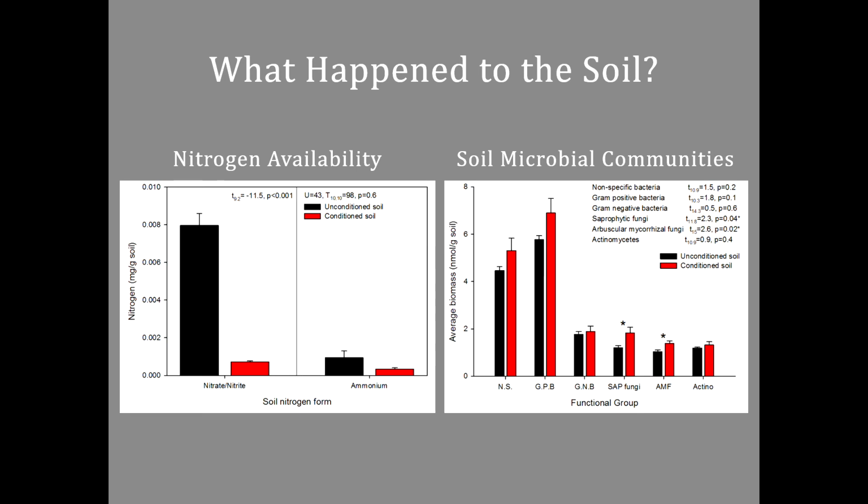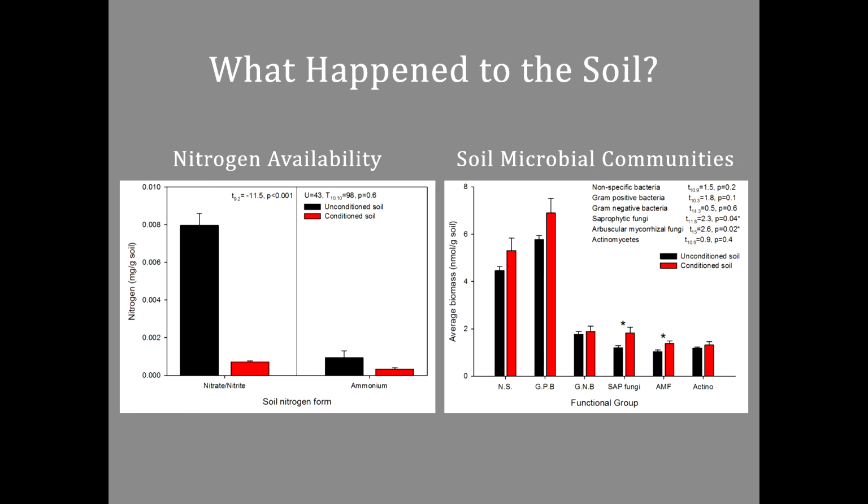Okay, so before we look at how these native plants responded, we need to see what happened with the soil. Because remember, we grew Sericea in the soil to change it, okay? And what we found was there was a lot less nitrate and nitrite in the soil where Sericea had been growing, which was the opposite of what we were expecting, okay? We were expecting the nitrogen-fixing legume to add nitrogen into the soil.